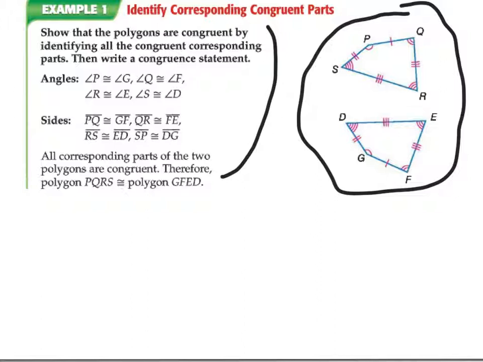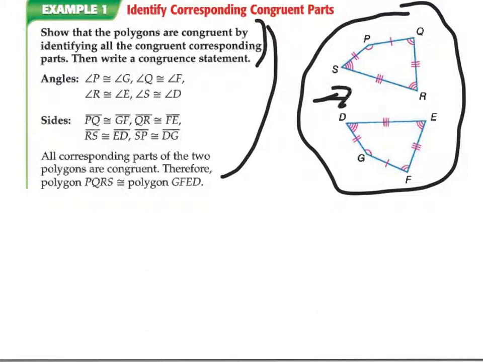Now, it doesn't really have to matter that they're exact same size, but feel free to pause and make sure that they look similar. Your idea is to make them perfect, but it's hard sometimes when you make a sketch. Now, the question, let's read through this top part. Show the polygons are congruent by identifying the corresponding parts, then write congruent statements.